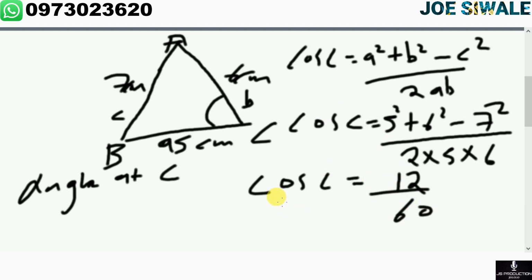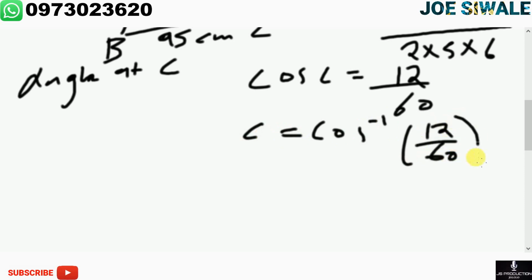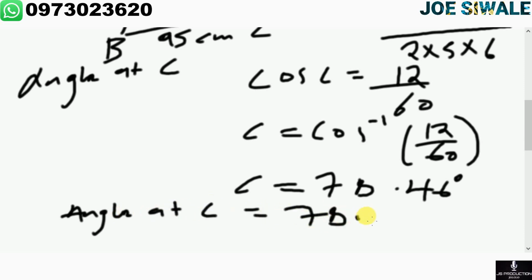And to calculate the value of C here, you can say the inverse of cos. So here I'll say the angle at C is equal to cos inverse of 12 divided by 60, sorry, not divided by 6 but 60. So here C is equal to cos inverse of 12 divided by 60, that's 78.46. So this is 78.46 degrees. So here I can say the angle at C is equal to 78.46 if I round off to 2 decimal places.